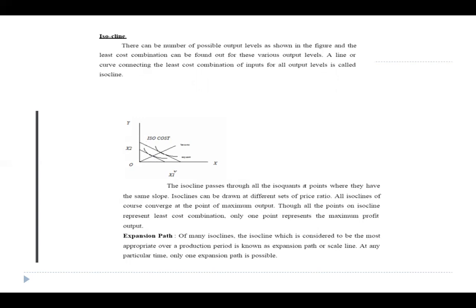And what is the expansion path? However many isoclines you draw, the isocline which is considered the most appropriate over a production period, the appropriate production path, is called the expansion path. At any particular time, only one expansion path is possible. Though you draw many isoclines, the expansion path remains the same. So this is the point related to isocline and expansion path.